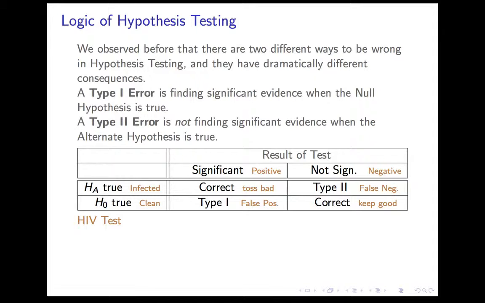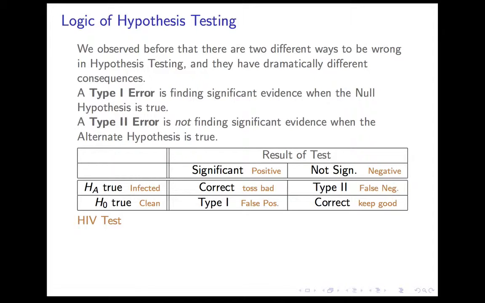If the blood is infected and you don't find significant evidence, that's what's called a false negative. If the blood is clean and you find significant evidence, that's called a false positive. That's a type 1 error. False negative is type 2. Throughout medicine, the language of false positive and false negative, when you find evidence for a condition that's not there, or you fail to find evidence for a condition that is there, is used instead of type 1 and type 2. Frankly, it's a more helpful terminology, but it's only used in medicine.